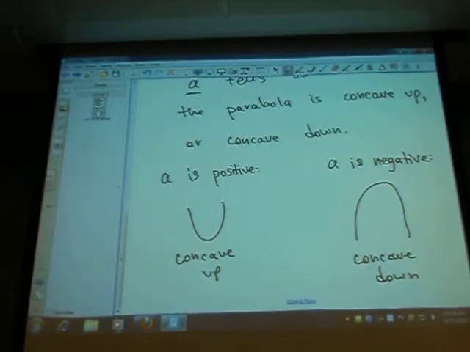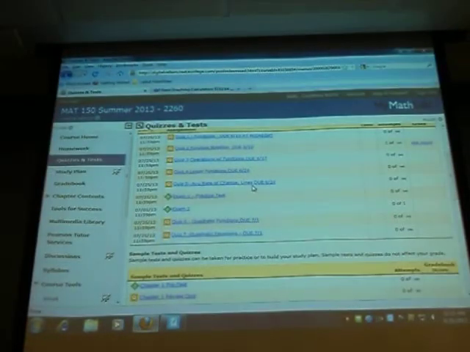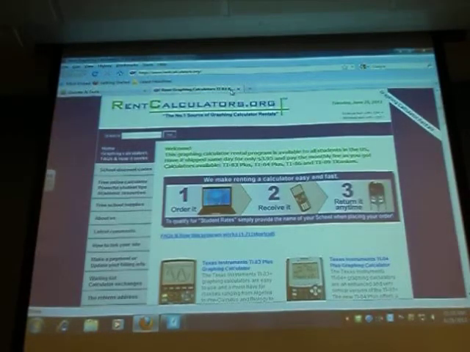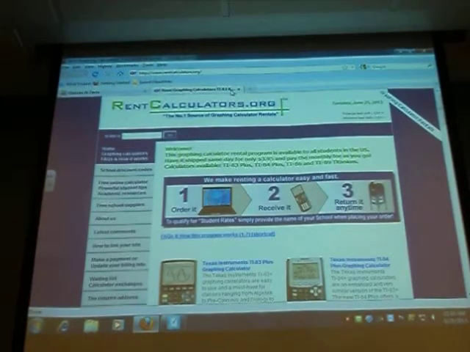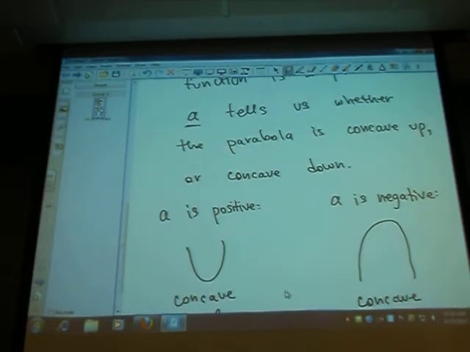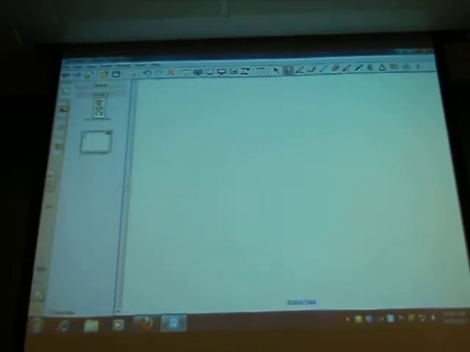Now, if you can't remember which way this goes, what is our best friend? Ashley, what's our best friend? Rentcalculators.org. Okay, if you are drawing a blank on these, all you have to do is graph it. You can tell a lot from the graph of a quadratic function. So remember, the graphing calculator is your friend. Okay, so we know whether the function is concave up or concave down. Let's talk about points on the graph.